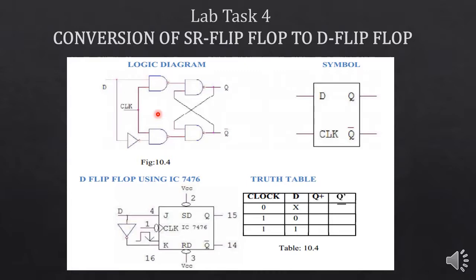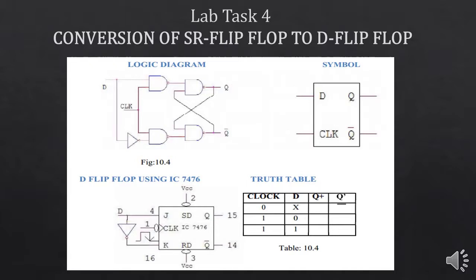When the clock signal is low, the output will retain its previous state. When you apply 0 at the D pin and the clock signal is high, it will reset the state. So when D is 0, the output will be equal to 0. At Q it will be equal to 0 and Q bar will be equal to 1. When D is equal to 1 and the clock is high, the output will be 1 as it will set the state. Here Q will be equal to 1 and Q bar will be equal to 0.